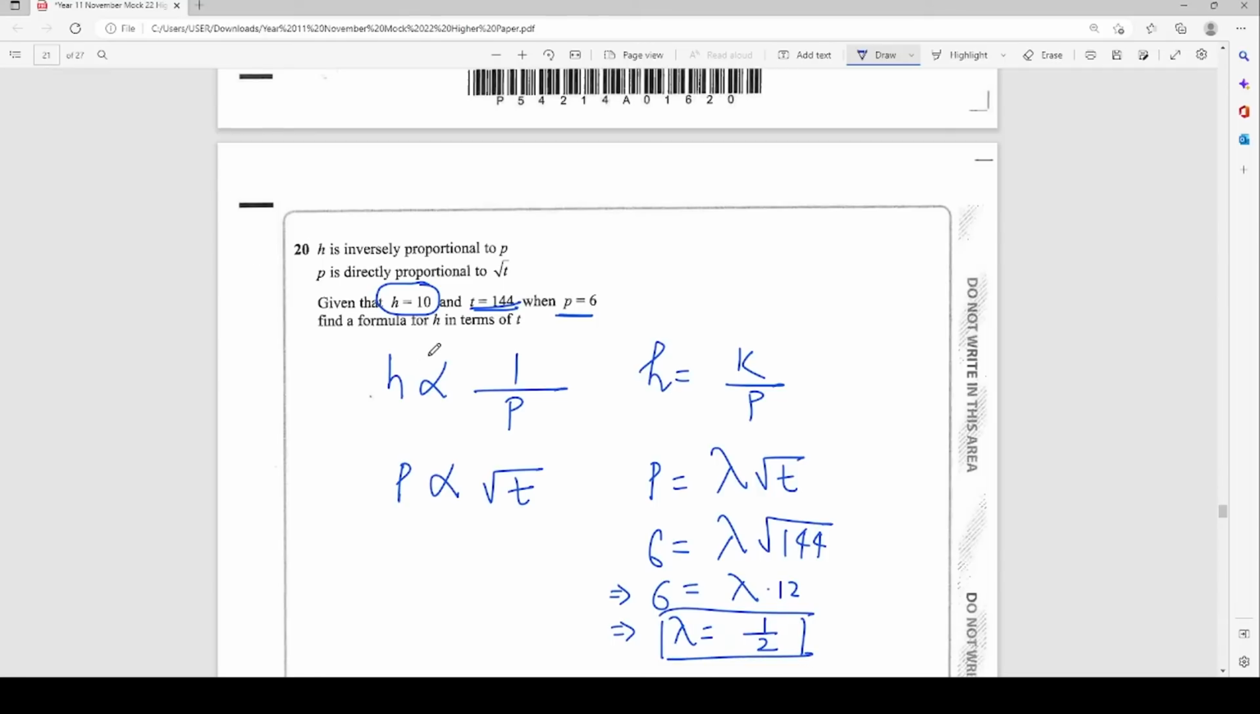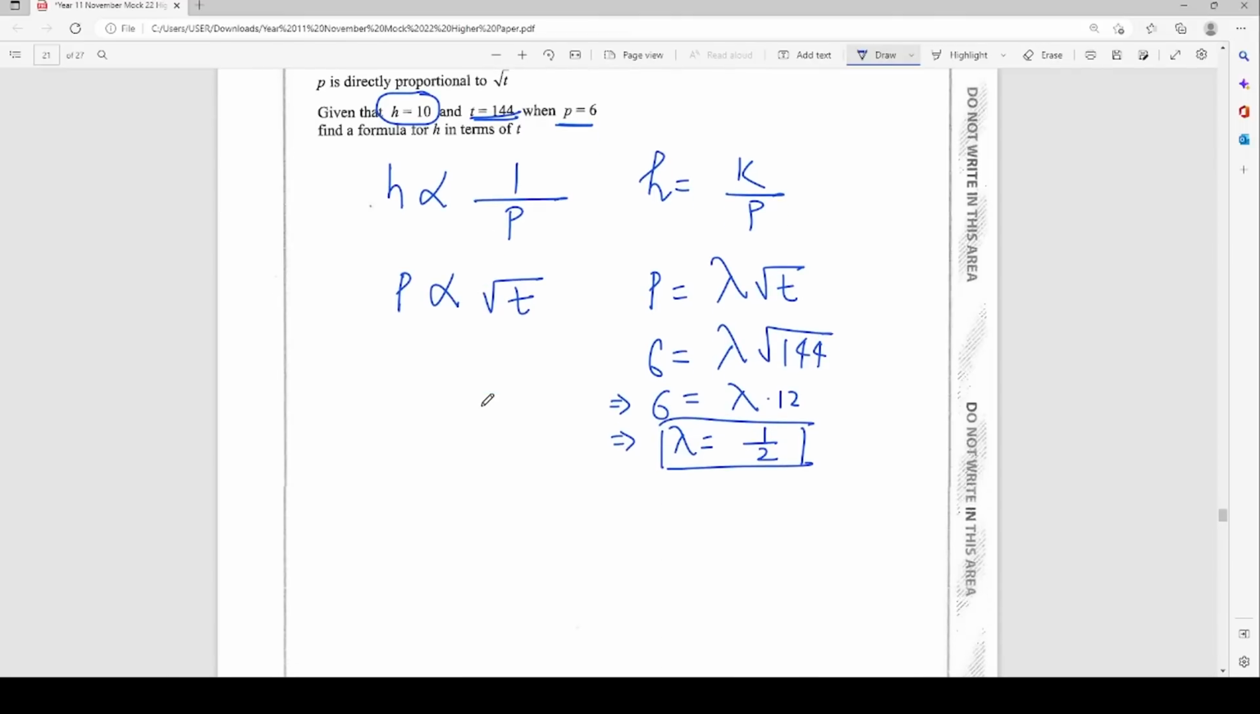We need to find a formula for h in terms of t. So we can do that. We can try looking into the variables that we have got. So if I rewrite, h is equal to k over p. So p was 6, and when p is 6, h is equal to 10. So this will give me an idea of what k is. Here I can find 6 times 10, so k is equal to 60.